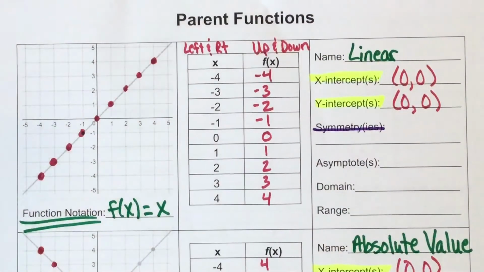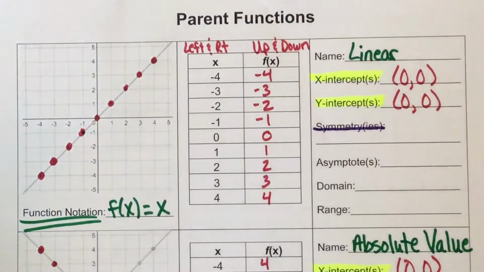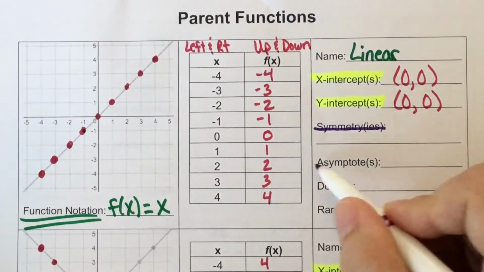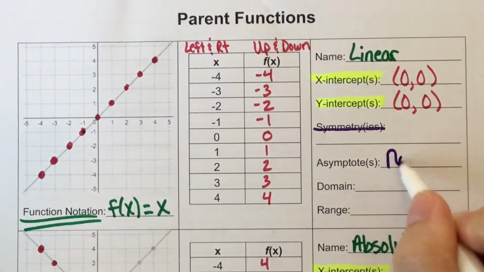Okay? Most of the graphs don't have any asymptotes. This graph doesn't have any. It doesn't have any restrictions. It isn't prevented from touching anything or crossing anything. So for asymptotes, I'm going to put none on this.